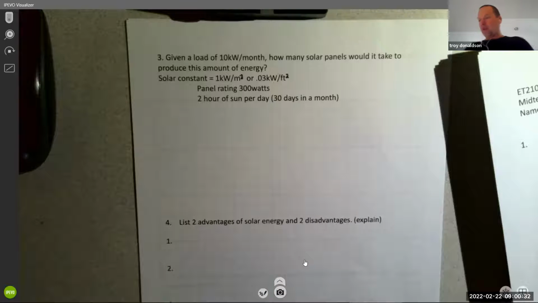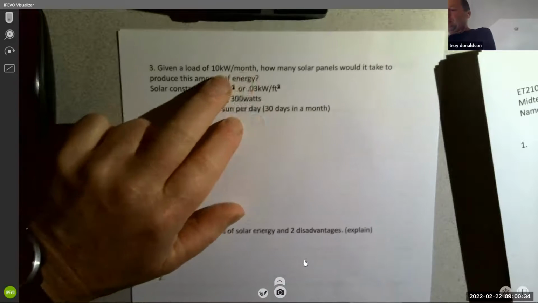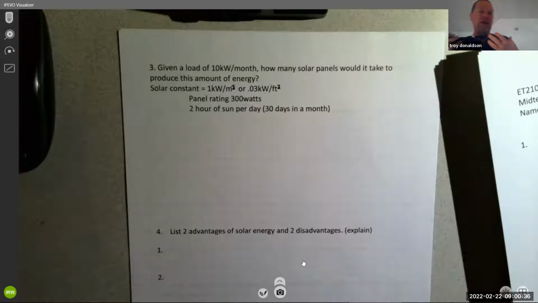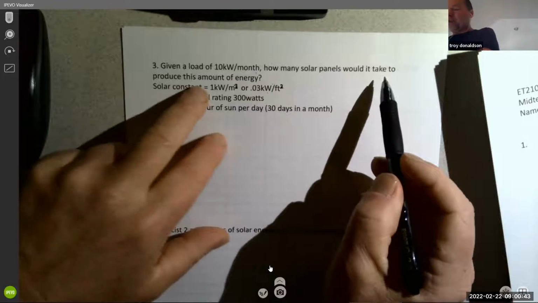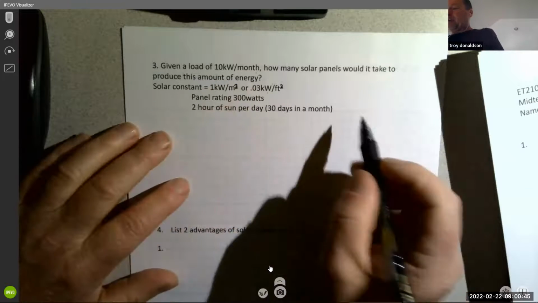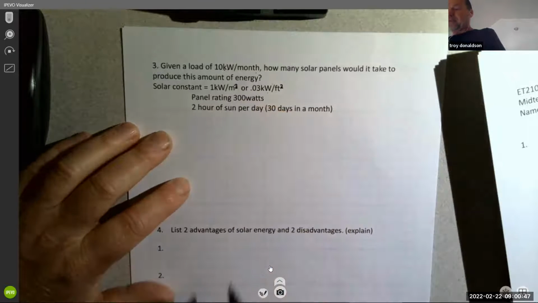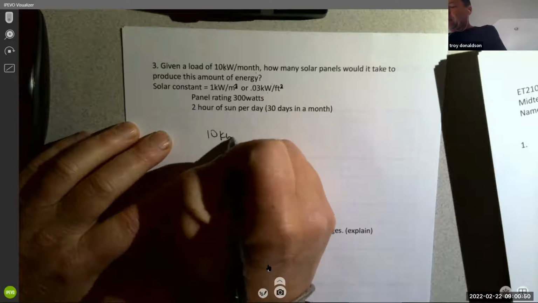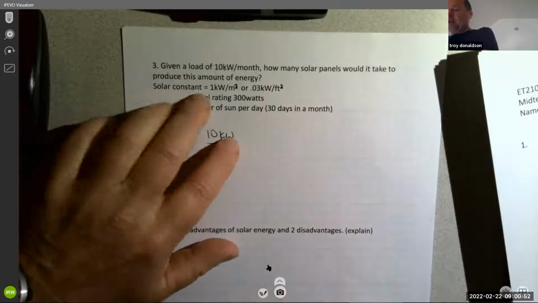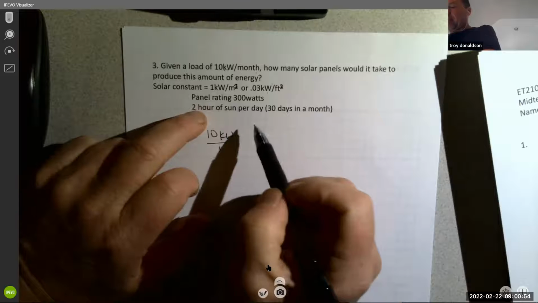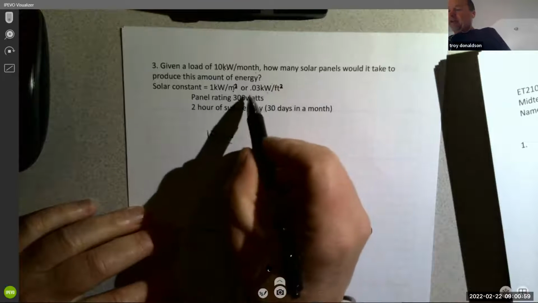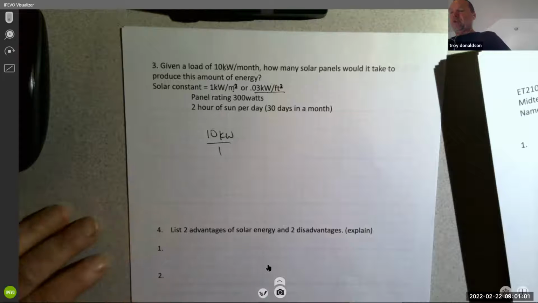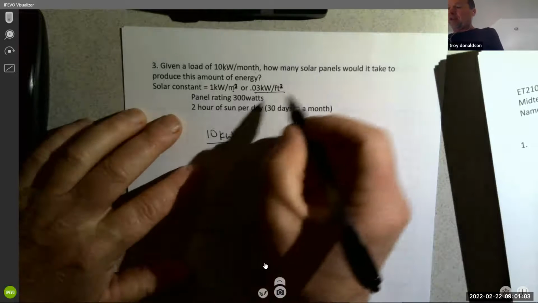But it says given a load of 10 kW per month. So remember, load is like the energy the house uses, right? 10 kW per month. How many solar panels would it take to produce this amount of energy? So we're looking for 10 kW. And we know that the solar constant is 1 kW per meter squared, or 0.3 kilowatts per foot square. The panel rating is 300 watts.